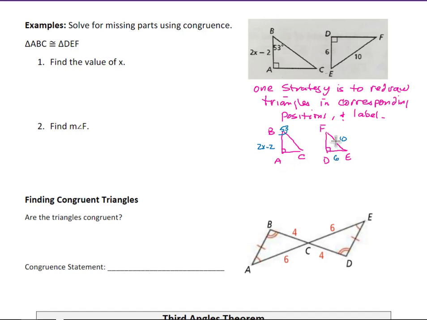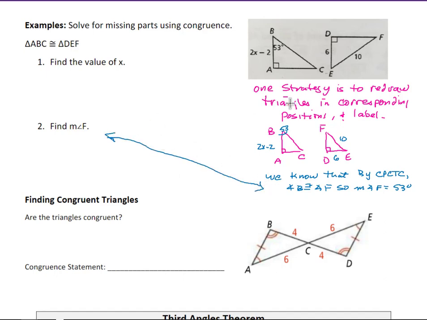And then looking at trying to figure out the sides, BA matches with FD, but we need to find the length of FD, so we need to use the Pythagorean theorem. 6 squared plus x squared equals 100. Take away 36 from both sides. We get x squared is equal to 64, which means that x is equal to 8.